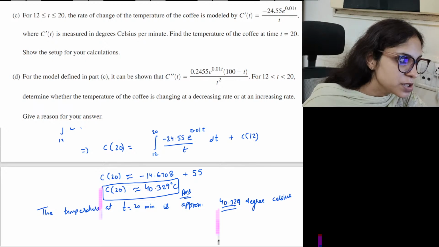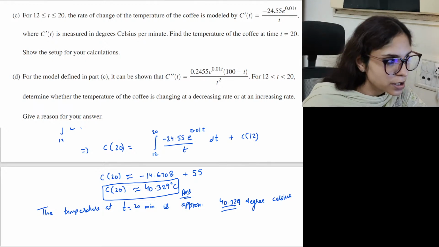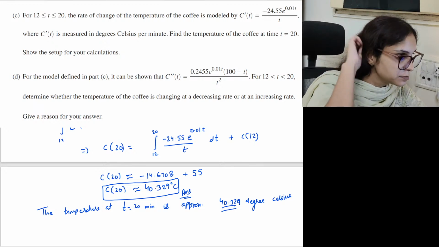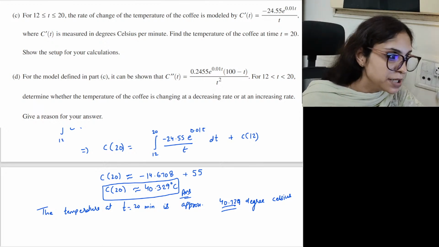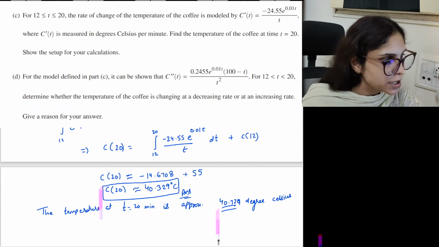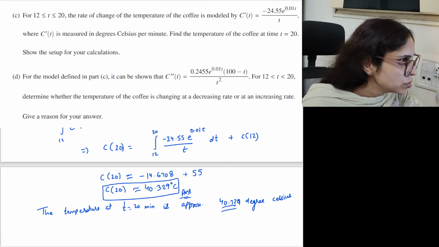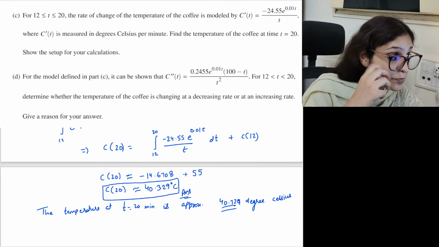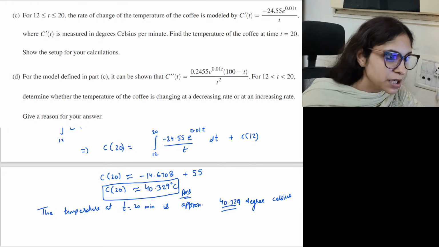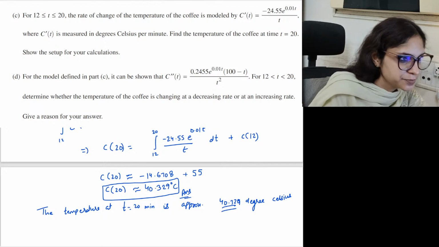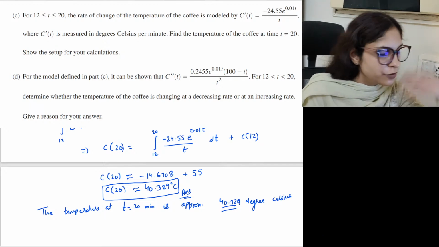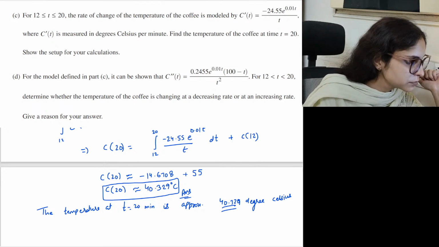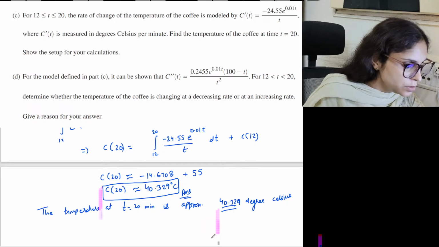So decreasing rate means concave down, increasing rate means concave up. And if double derivative is positive, it becomes concave up. If double derivative is negative, then it becomes concave down. So we just have to find out between 12 to 20, whether the graph of C double derivative is positive or negative. So for this, we will use Desmos. We will type the equation. We will see the entire graph. And first, let me write down theory for it.